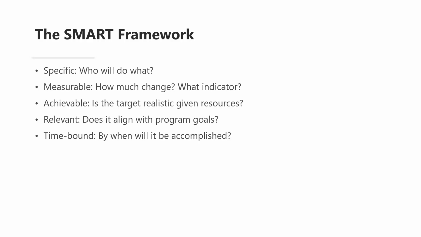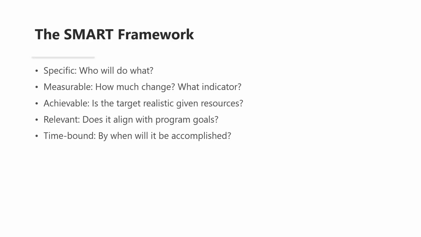Specific means the objective clearly identifies who will do what. It answers the questions: who is the priority population? What behavior or outcome is expected? Measurable means you can quantify the expected change. This requires a number, percentage, or concrete indicator that can be assessed.